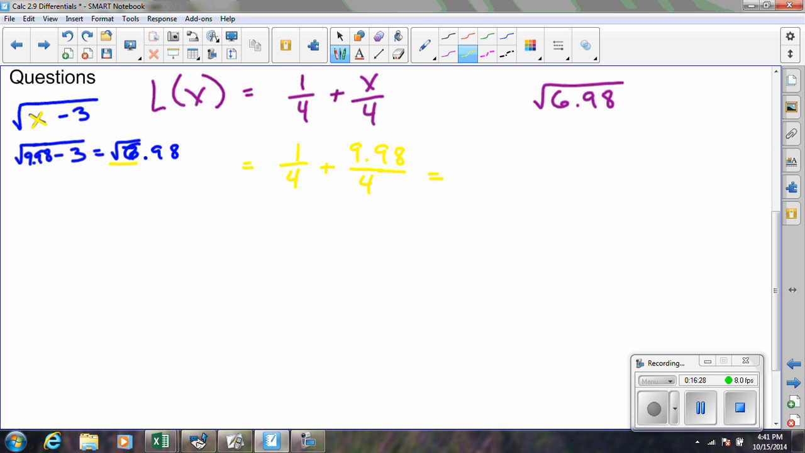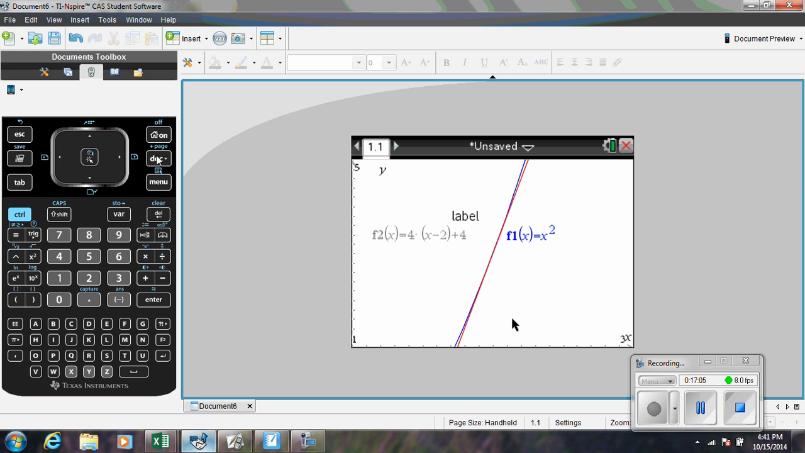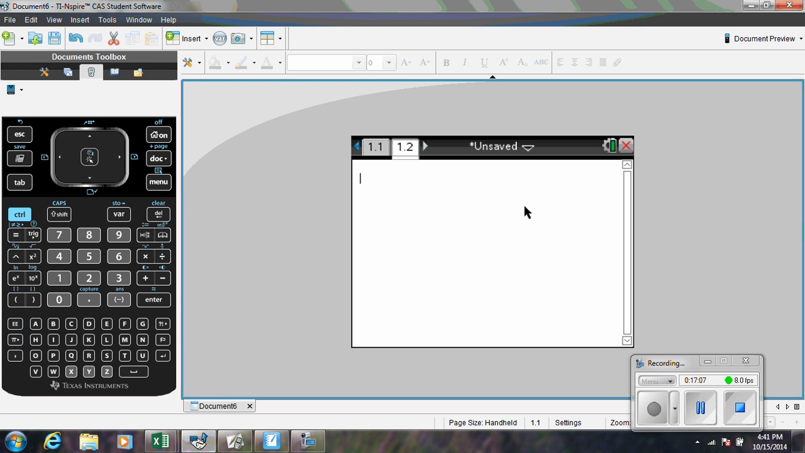Well, let's crunch some numbers. 1/4 is 0.25, and 9.98 divided by 4 equals 2.495. When we add those together, we should get 2.745. We're saying this is approximately equal to the square root of 6.98. Of course, we can grab a calculator, actually do the square root of 6.98, and see how close we really did get.